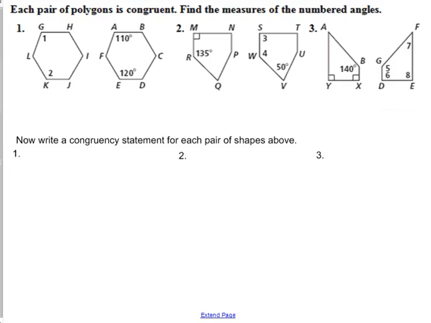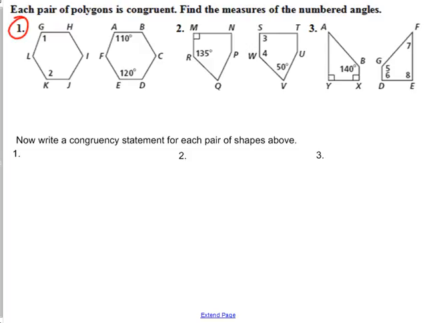Next, each pair of polygons is congruent. Now we're going to find the measures of the numbered angles. Remember, if they're congruent polygons, then their angles are going to be congruent. So, take a look at the first pair of polygons here.